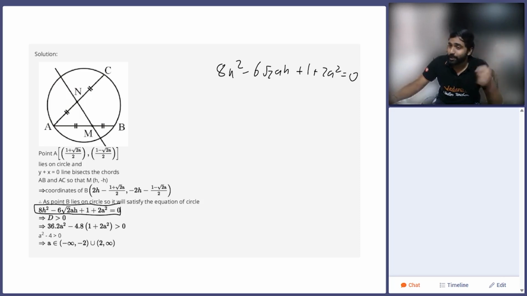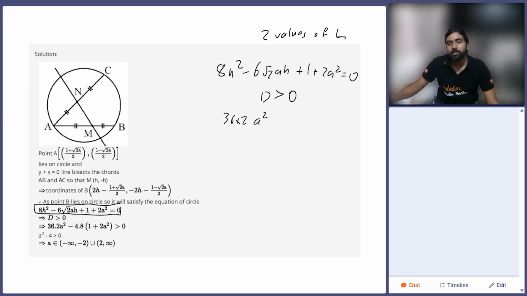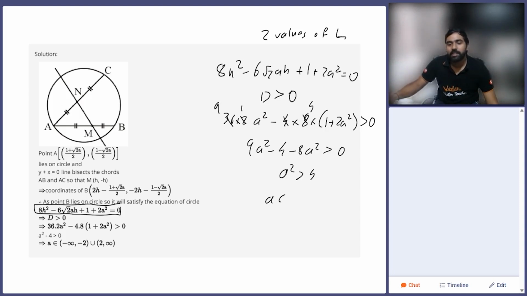Now I need to ensure that there are two lines possible, meaning that I need two values of h. How can I get the two values of h? By ensuring that the discriminant is greater than 0. So I'll get 36 into 2a square minus 4 into 8 into (1 plus 2a square) greater than 0, which is what you have to prove. So 9a square minus 4 minus 8a square is greater than 0. So you have a square greater than 4, so a belongs to (minus infinity, minus 2) union (2, infinity).